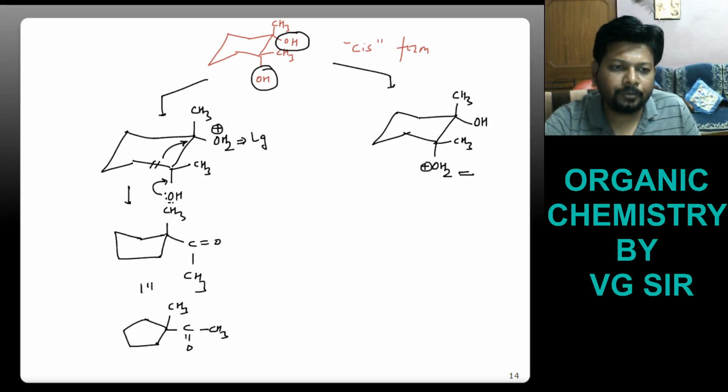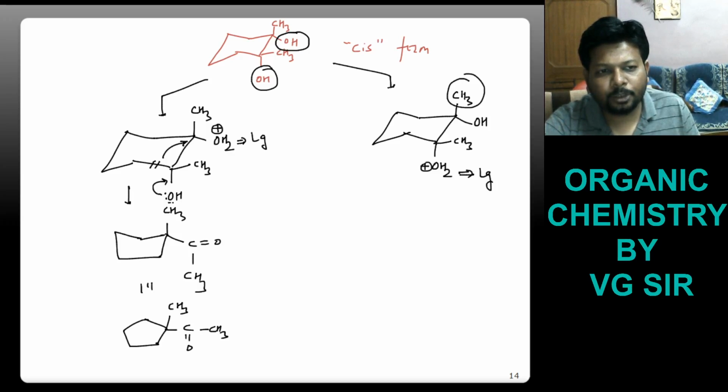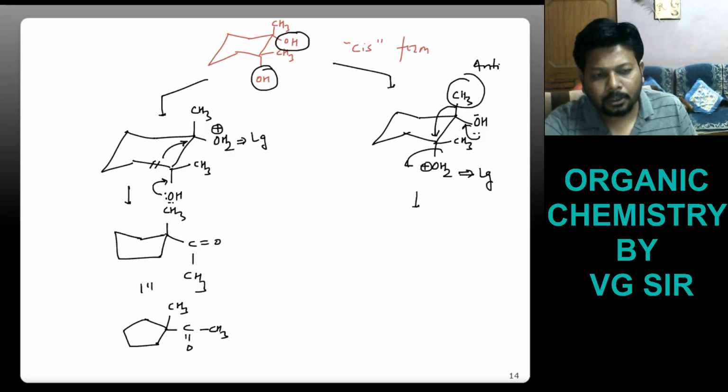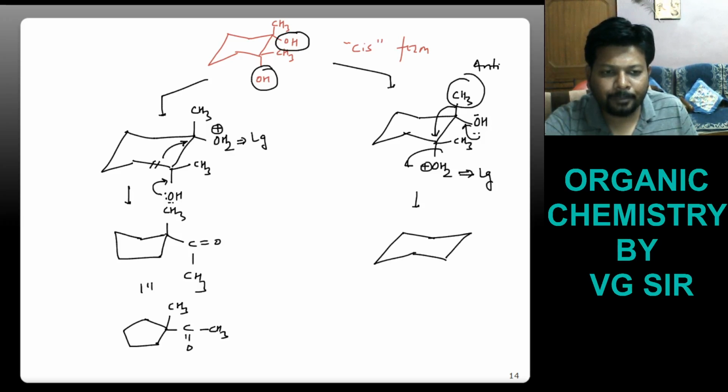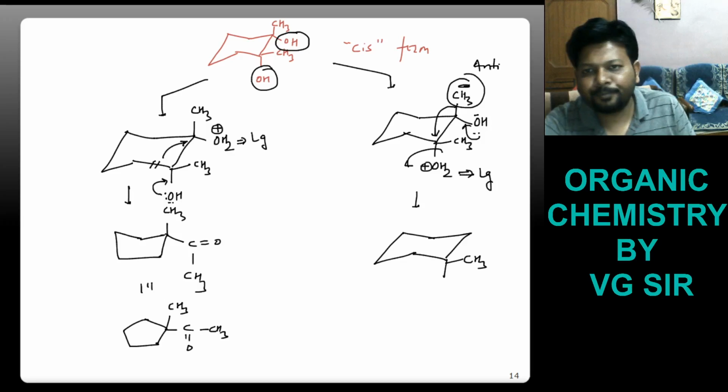So now this is the leaving group and this is axial. So this CH3 group is anti to the leaving group. So it will come over here. The lone pair will start forming the pi bond, and this will be coming out as a leaving group. So it will remain as a 6-membered ring. Now this CH3 group is coming over here.